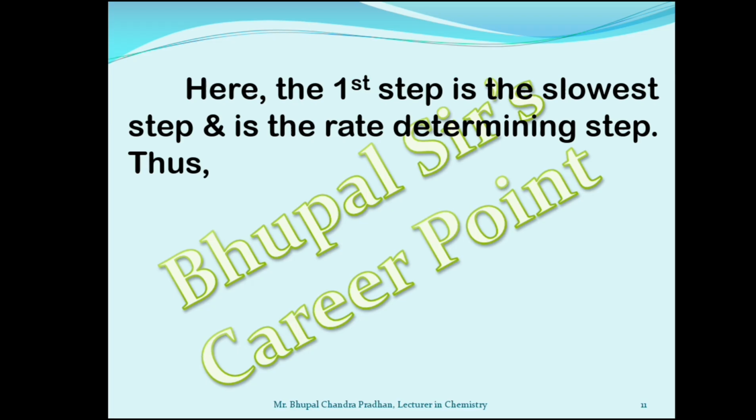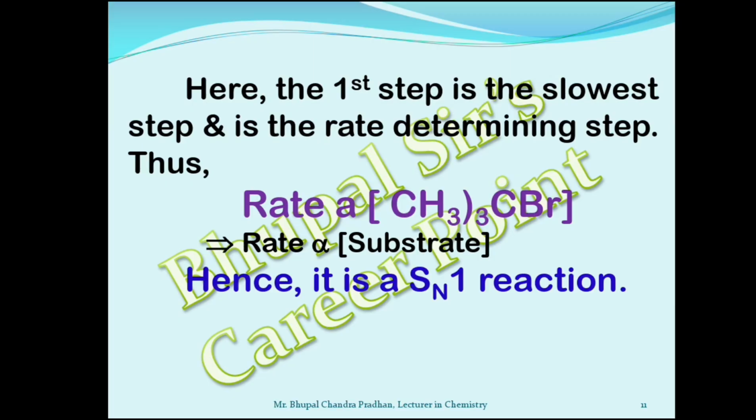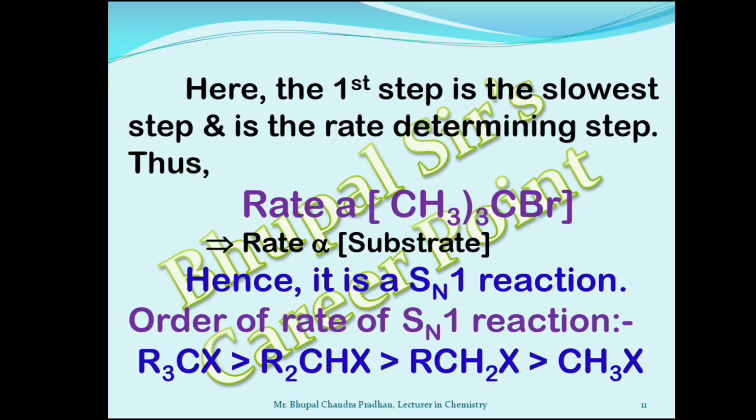Here the first step is the slowest step and is the rate determining step. The rate is proportional to the concentration of tertiary butyl bromide. Students, here the A should be replaced by the proportionality sign. Hence, the rate is directly proportional to the concentration of substrate. Hence, it is an SN1 reaction. The order of SN1 reactivity is tertiary alkyl halide greater than secondary alkyl halide greater than primary alkyl halide greater than methyl halide.